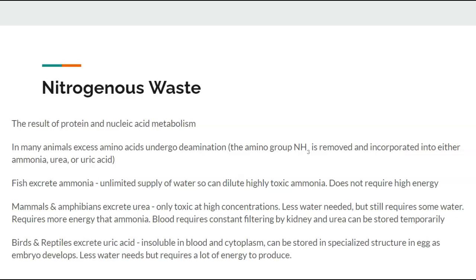And then birds and reptiles excrete uric acid. This is insoluble in blood and cytoplasm and can be stored in specialized structures in eggs as embryos develop. So interesting. Less water needed, but requires a lot of energy to do this.